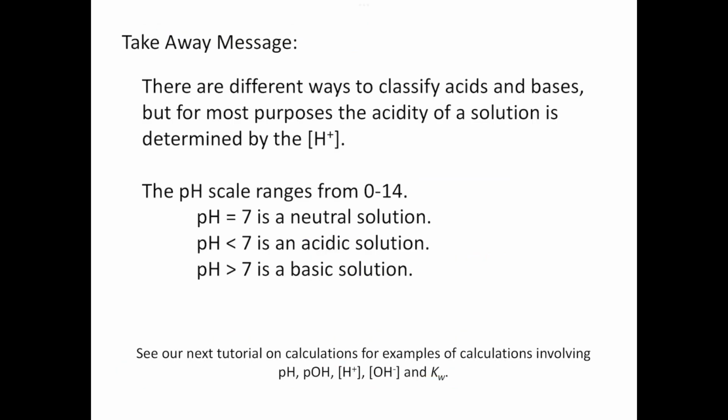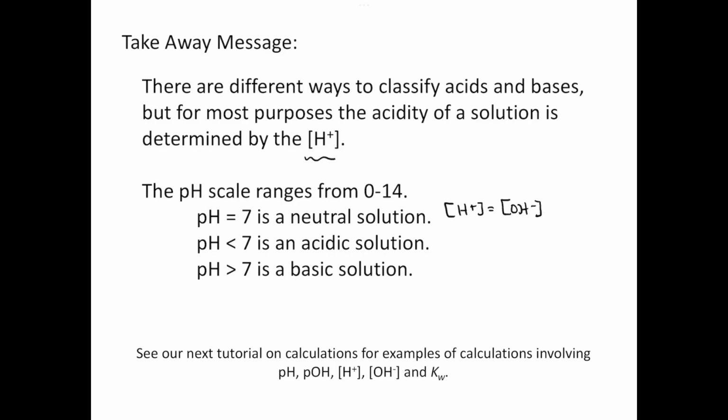And so the takeaway message from this video is that there are different ways to classify acids and bases, but for most purposes, the acidity of a solution is determined by your hydrogen ion concentration. Generally speaking, everyday solutions are going to have pH values that range anywhere from about 0 to 14. If the pH is equal to 7, that means your hydrogen ion concentration is equal to your hydroxide ion concentration and your solution is neutral.